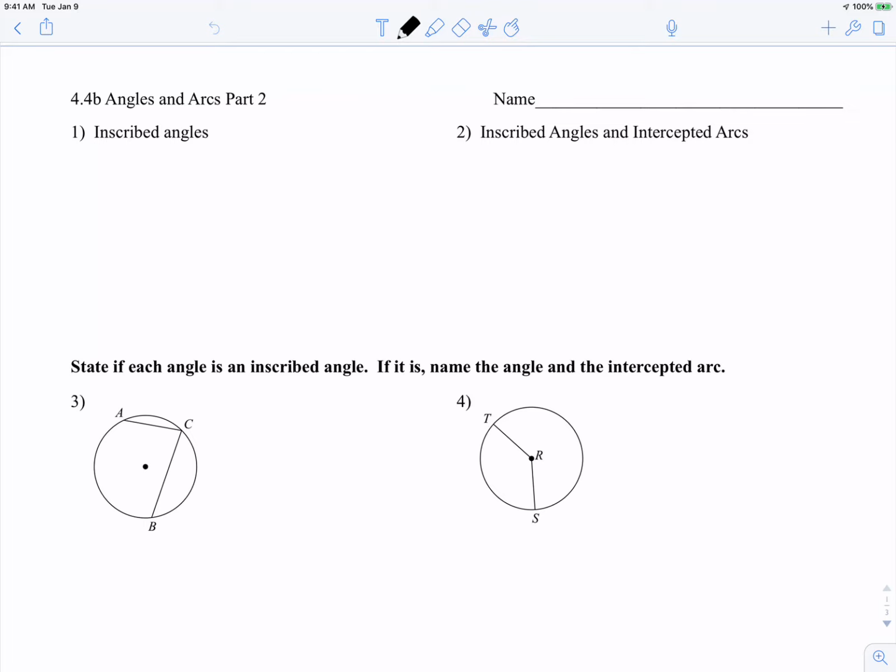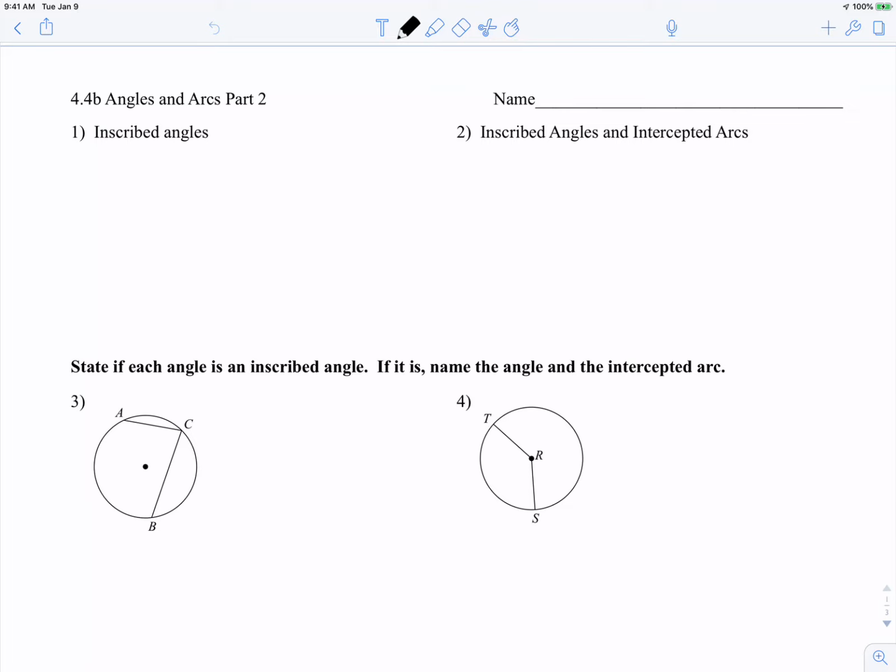So this is part 2 of angles and arcs, and we're going to talk about a different kind of angle today called inscribed angles. We already talked about an inscribed circle. That was a circle inside of a shape. So an inscribed angle is an angle inside of a circle.